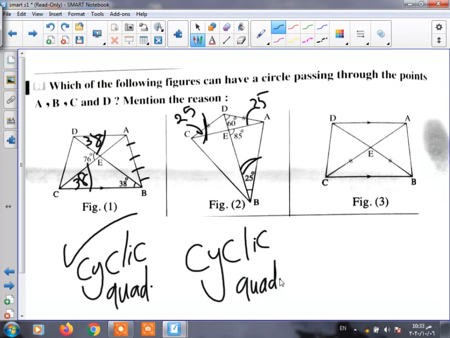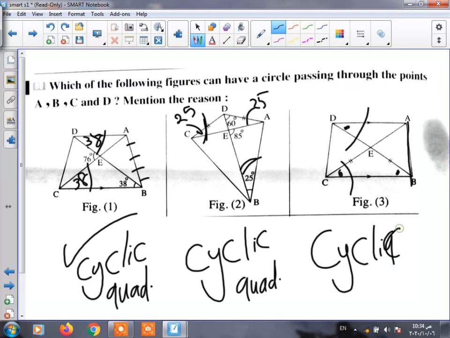And here you have the third one. Is this a cyclic quad or not? This is parallel to this. That means this angle, ADB, equals DBC, alternate. And by the way, this is an isosceles triangle, so this angle equals this angle, ACB equals DCB. From 1 and 2, this angle equals this angle, and they have a common base, so this is a cyclic quad.